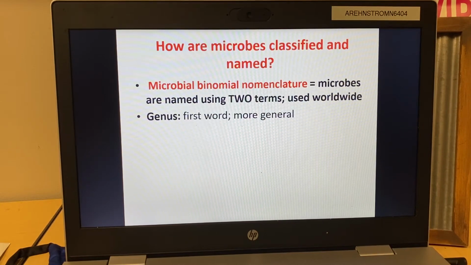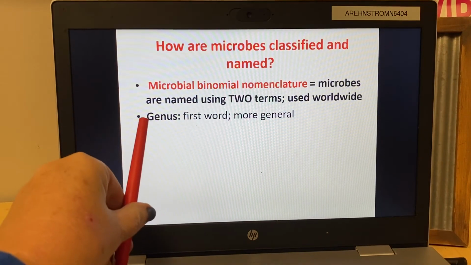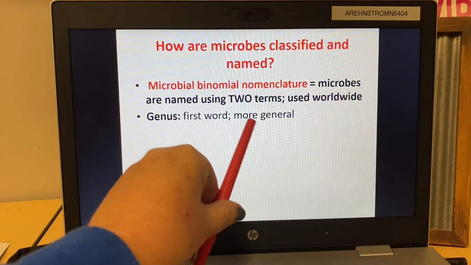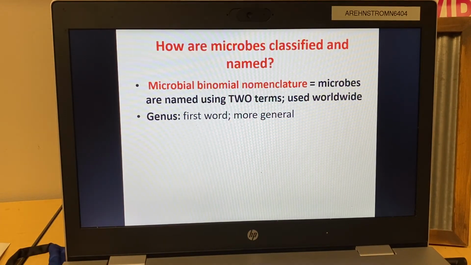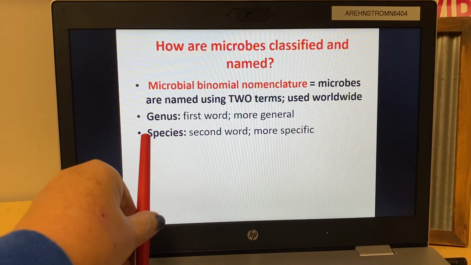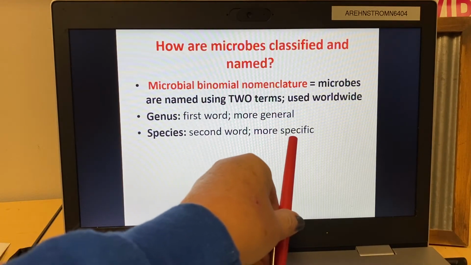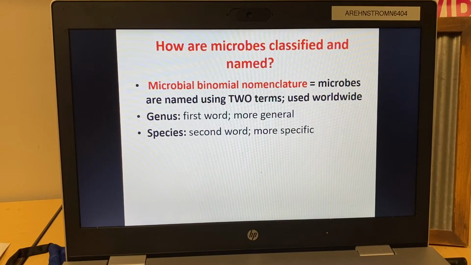So when we talk about the 2 words, the word that comes first is referred to as the genus. And this is actually the more general description of the bacteria or whatever type of microbe you're talking about. So I kind of remember that because genus begins with GE, so it is general. Okay, so that can remind you that it's more general. And then the species, which is the second word, is much more specific in terms of describing the organism. And once again, species, SPE, specific, SPE. So that's how I remember it.